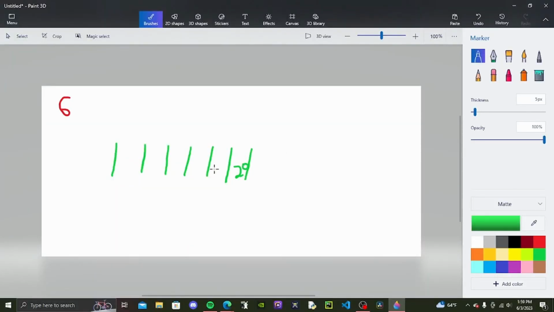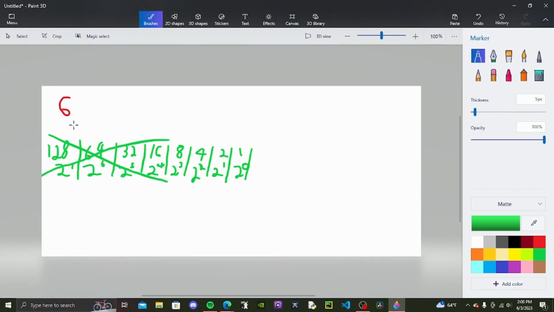So list a few powers of 2, which is 2 to the power 0, 2 to the power 1, 2 to the power 2, 2 to the power 3, 2 to the power 4, 2 to the power 5, 2 to the power 6, 2 to the power 7. Okay, then, which is 1, 2, 4, 8, 16, 32, 64, 128. Let's then eliminate the numbers bigger than 6, which would be 64, 32, 16, and 8.